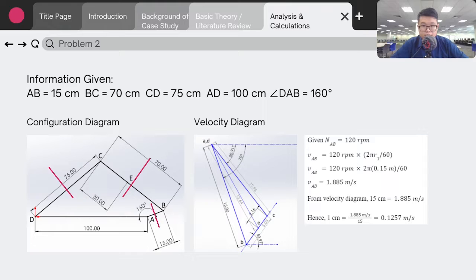For problem 2, we can start with constructing the configuration diagram. Then we can plot the velocity diagram by referring to the configuration diagram. The fixed points are plotted, in this case points A and D, and the perpendicular lines for links AB, BC, and CD are drawn and brought to the velocity diagram. The intersection point of the perpendicular lines of links CD and CB gives us the location of point C. The ratio found is 1 cm equals 0.1257 meter per second.